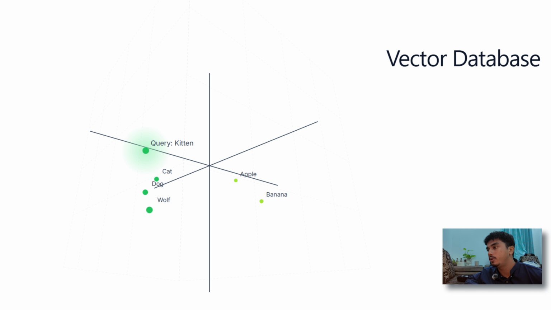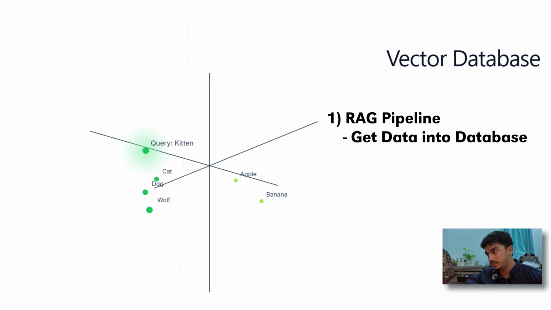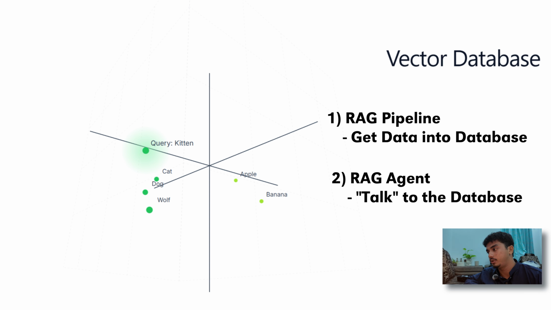Anyway, I said we are going to be setting up a vector database for our AI agent, and in order to do that, we need to set up two different things for this vector RAG. The first one is a RAG pipeline, which basically just means we need to get data into our vector database. The second part is the actual RAG agent, which is where we can actually talk to the data in our vector database. The first part is the RAG pipeline, and it's really simple. Let me break it down.